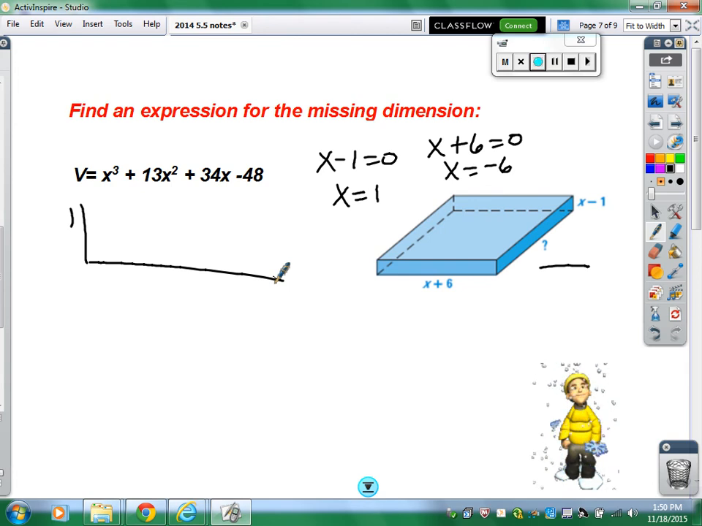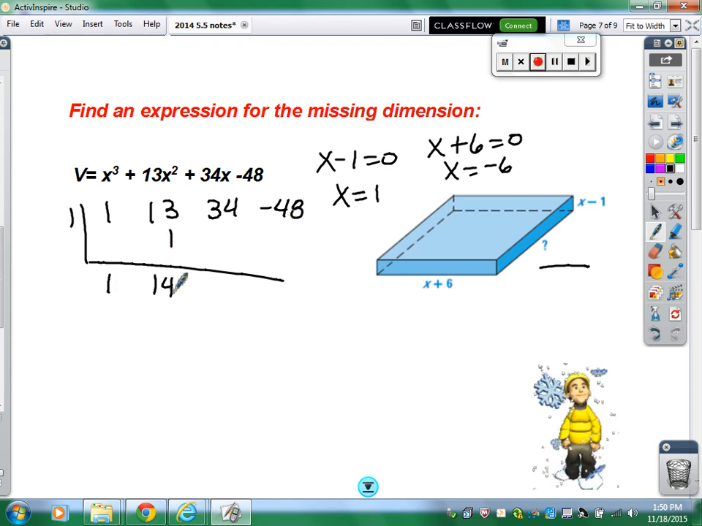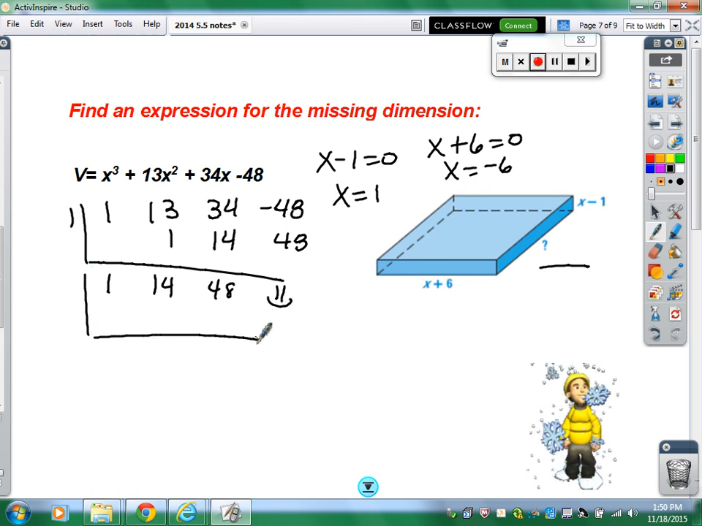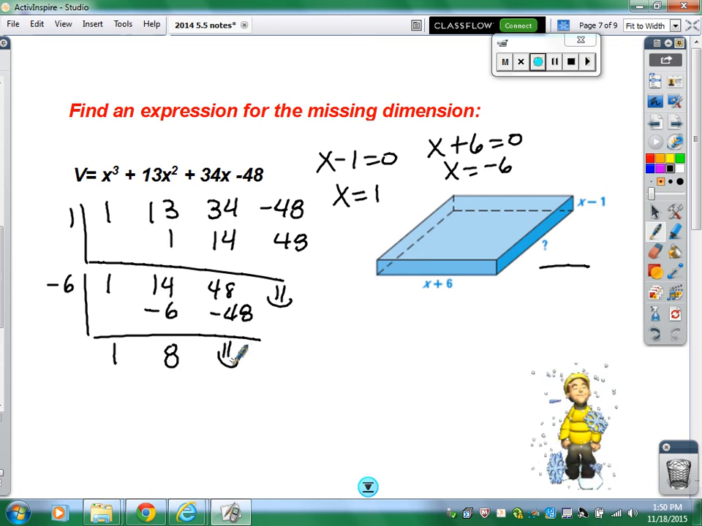Do I need 0 placeholders? No. Write down your coefficients. Do synthetic. So drop the 1, multiply, add, multiply, add, multiply. I'm happy that I got a remainder of 0. Now, since I have another 0, I can do synthetic again. So I'm going to put negative 6 out here this time. So that's 1, multiply, add, multiply. I get 0. I'm happy I have a remainder of 0.